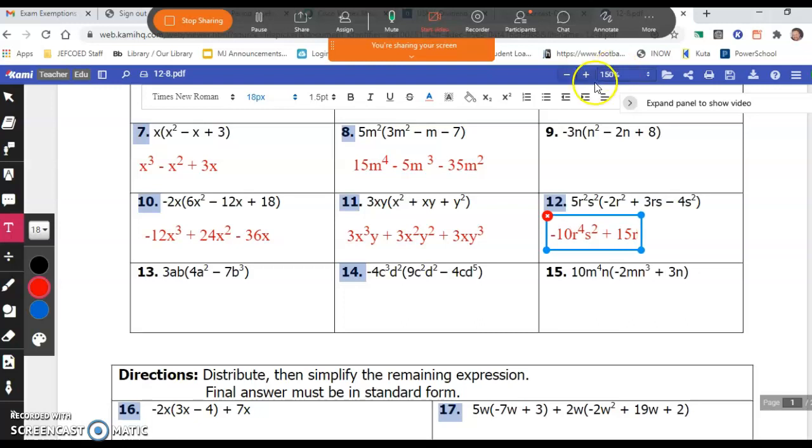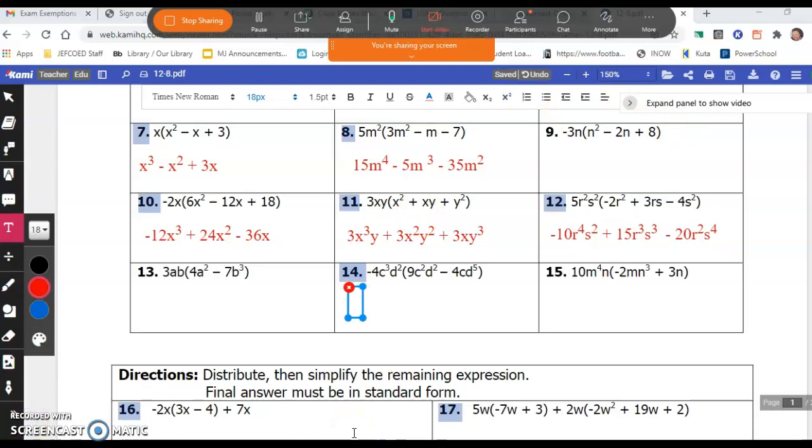R to the third, and s to the third. And then we have 5 times that negative 4. That's going to be negative what? 20. And it's going to be r squared and s to the 4th.